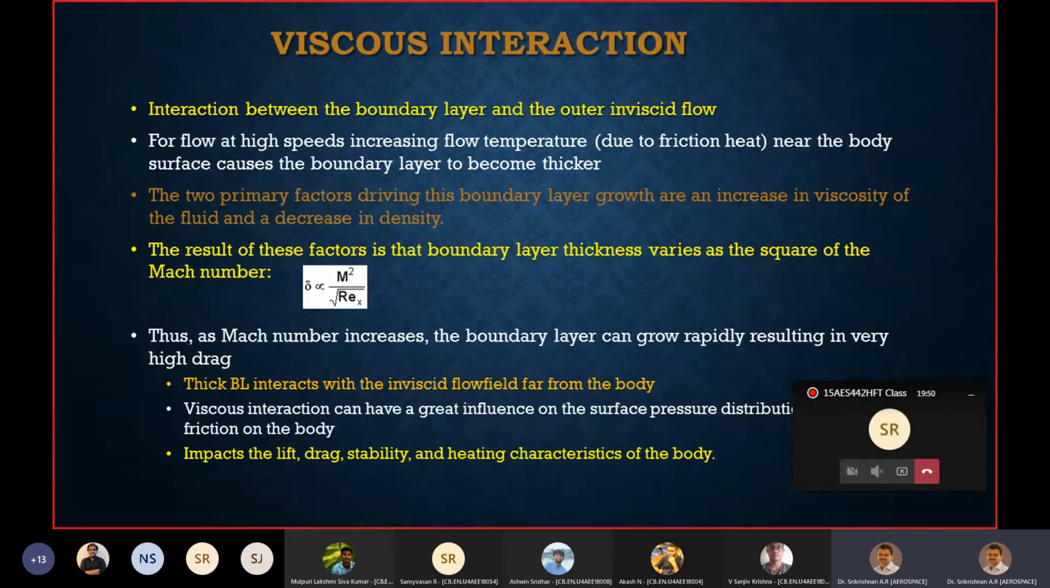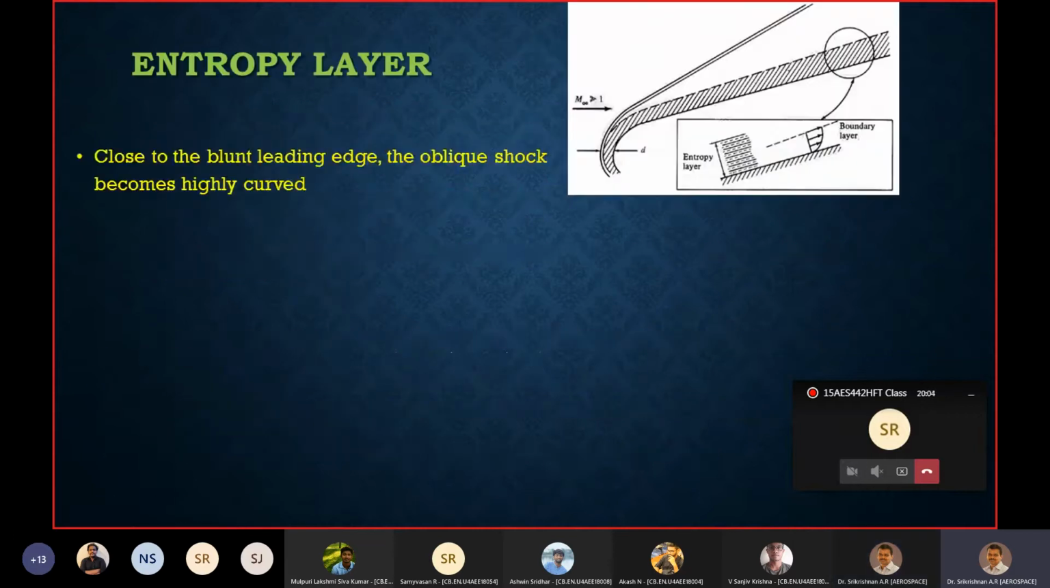Primarily because one of the factors that contributes to that is the viscous interaction. We will address this again later in the course, about how to model viscosity, or how some of the correlations are used to model viscous forces.